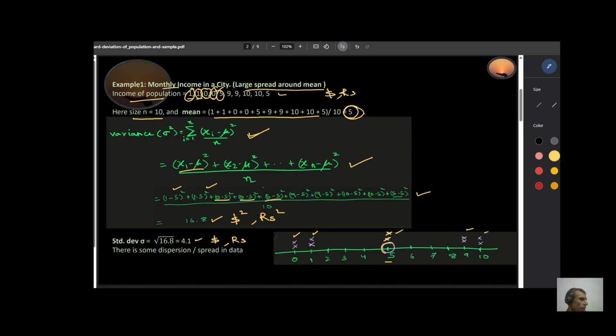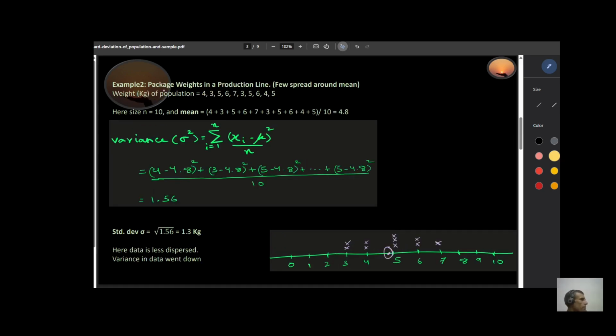And this is my mean right here, 5. You can see that these 10 points, 1, 2, 3, 4, 5, 6, 7, 8, 9, 10 points, are spread around this number 5, where 5 is my mean value. You can see there is some spread over here. Now let's try to look at another example.